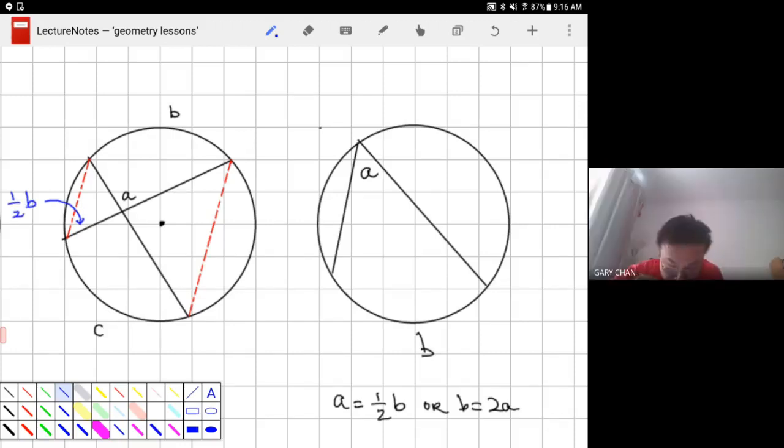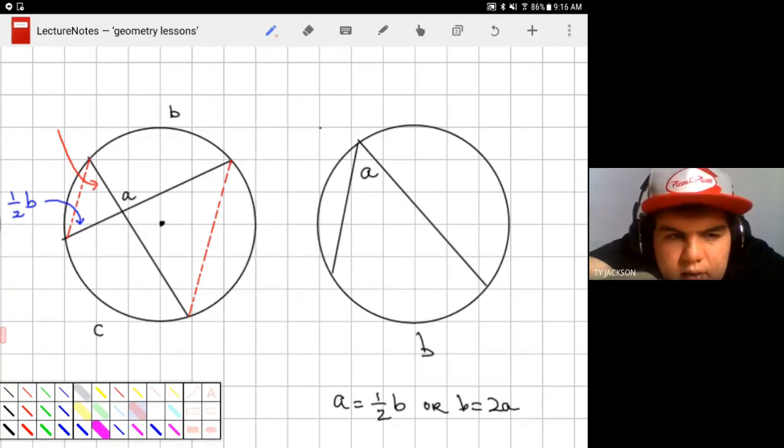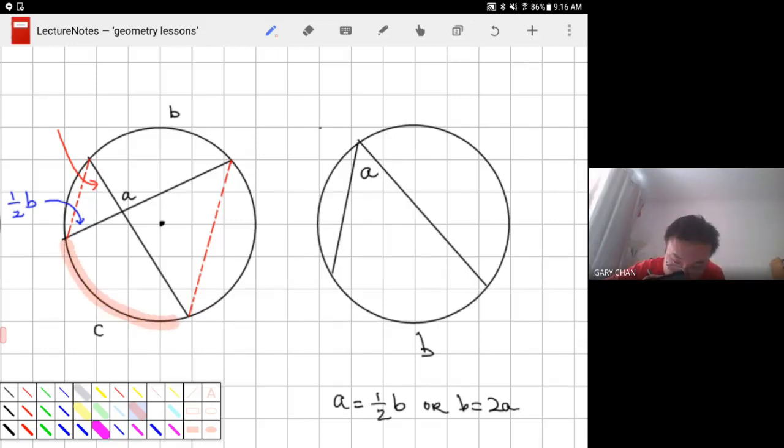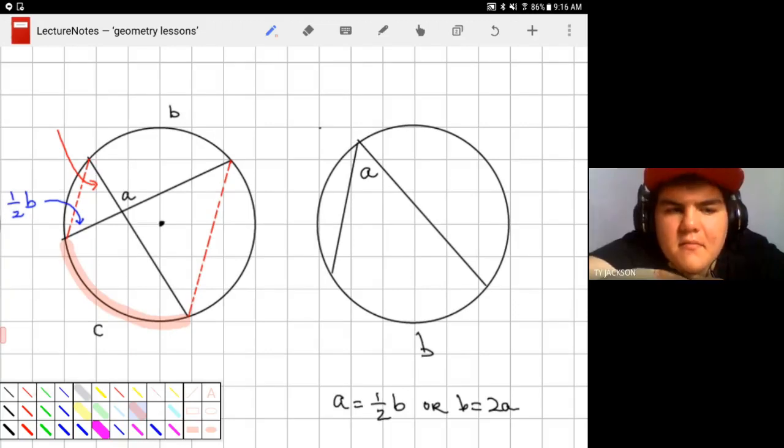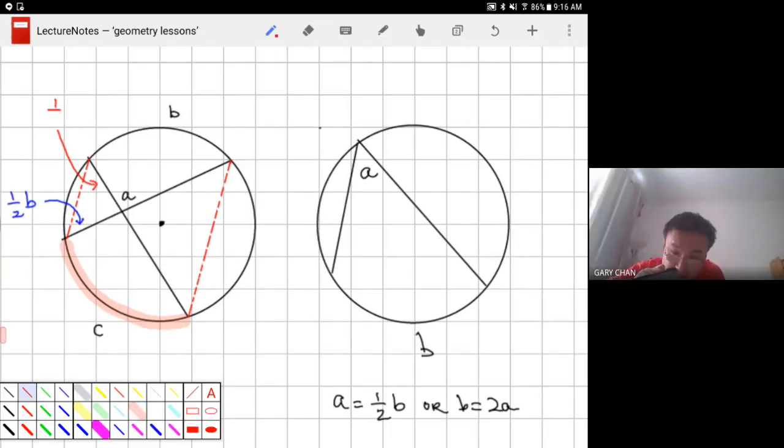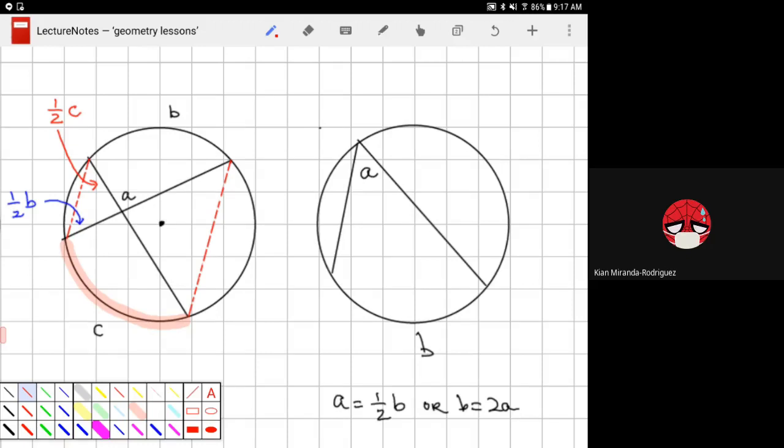And then similarly, I'm going to use red. What is this angle over here going to be if this is my intercepted arc? Half of C. Say that again, Ty. Half of C. Excellent. This is 1/2 of C. I love that. Okay, so that's 1/2 C.